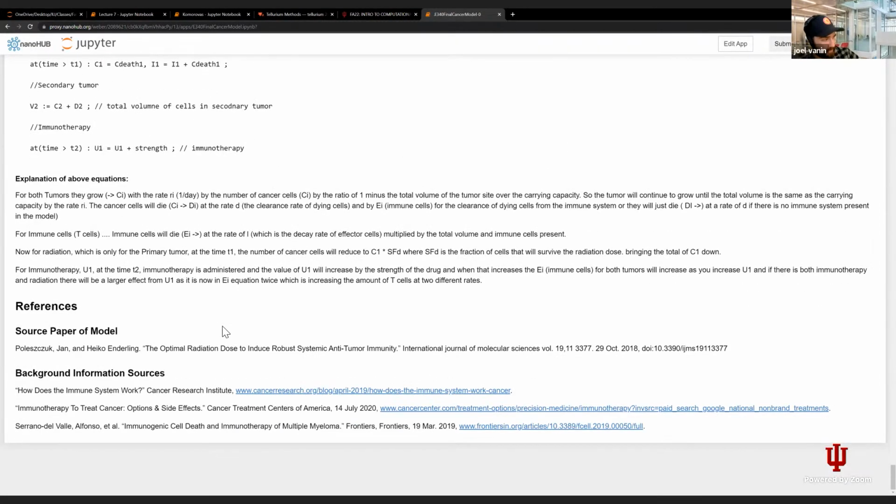So I think that's basically it. Oh, here's the paper, by the way. I thought I said that I would mention it: the optimal radiation dose to induce robust systemic anti-tumor immunity. It was a great paper to give us ideas, most definitely, and also to think about some of the protocols we want to follow when doing these apps.